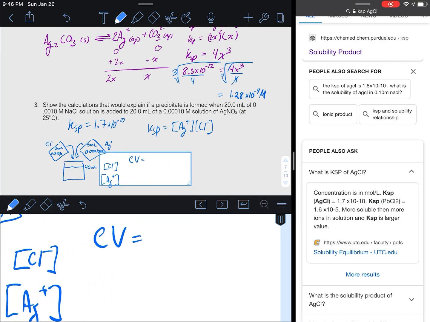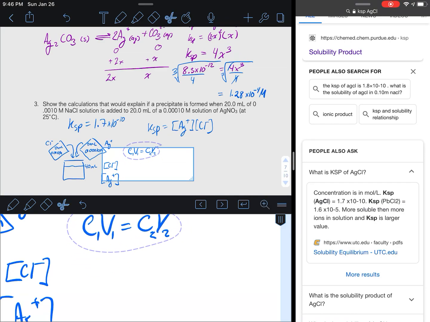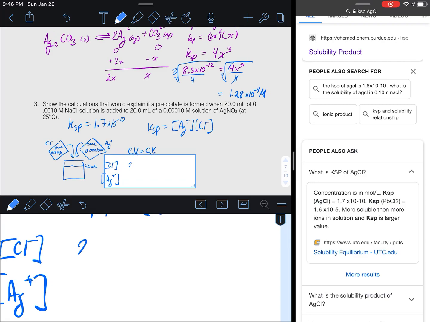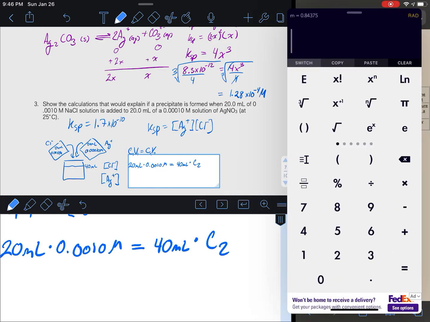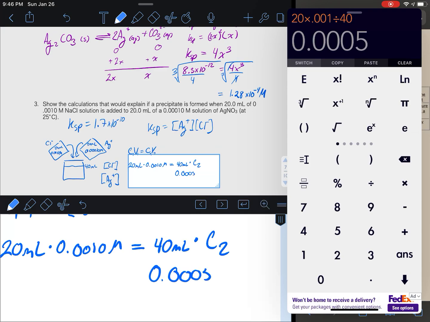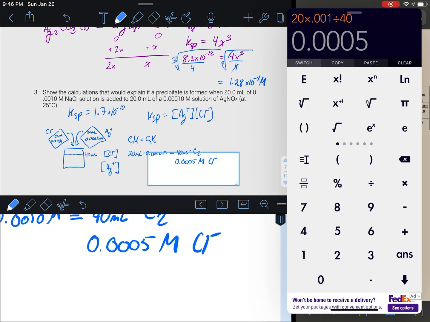So you can use the C1V1 equals C2V2 formula. This is the easiest way to do this conversion. And so we would say that there are 20 mLs of chloride times 0.0010 molar, and in the final solution there are 40 mLs times the new concentration. So we have to do a little bit of work here: 20 times 0.001 divided by 40. Okay, so my new concentration is going to be 0.0005 molar. That's my chloride ion solution.